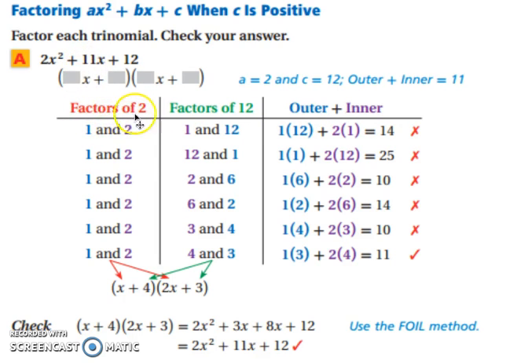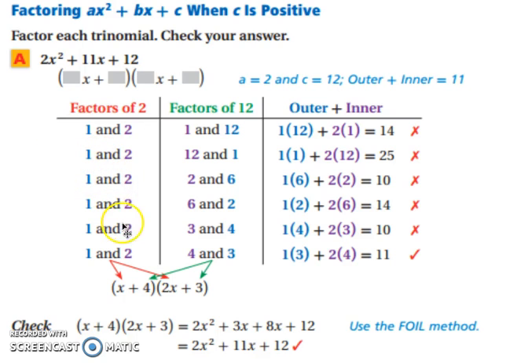So there is only one set of factors of 2, and that's 1 and 2. However, there are quite a few factors of 12. For example, we could have 1 and 12. The tricky part is this outer plus inner piece. You're going to take the two outside terms, so 1 and 12, multiply them together. And then you're going to take the two inner terms, so 2 and 1 right here, and you're going to multiply them together. Once you have your outer and your inner, you're going to add them. In this case, it equals 14, not the 11 we're looking for.